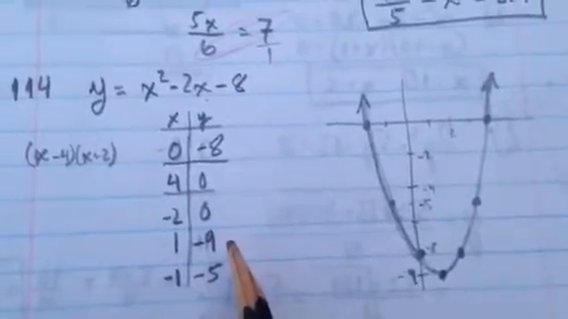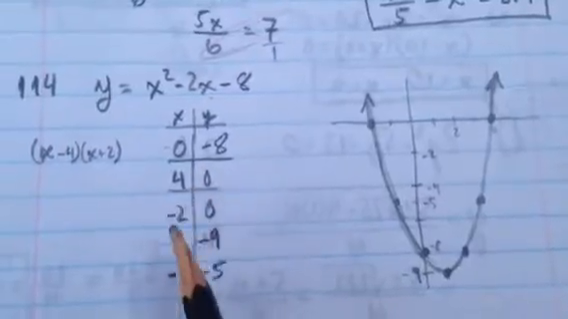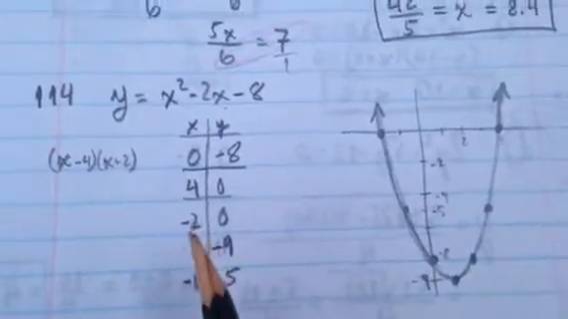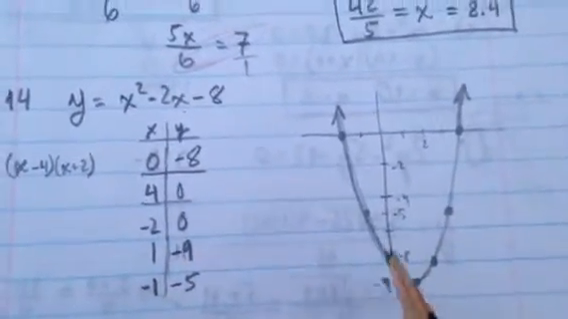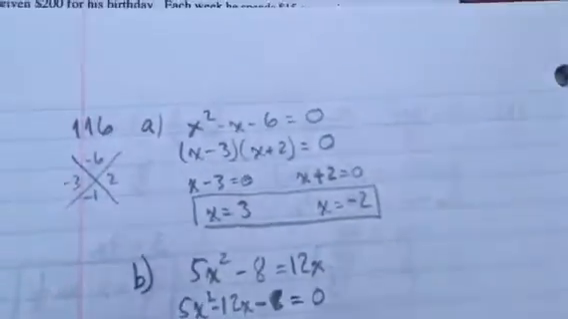And my y-intercept is -8. These are not really in order, as you can see here for the x values, but that's how I plotted the points, and that's what the graph looks like. Let's move on. I skipped 115, but 116 is solving 4 different equations. They're all quadratics. So let's check these out here.